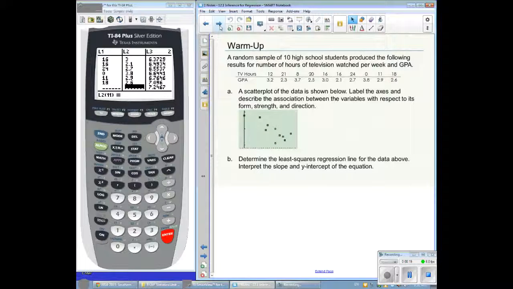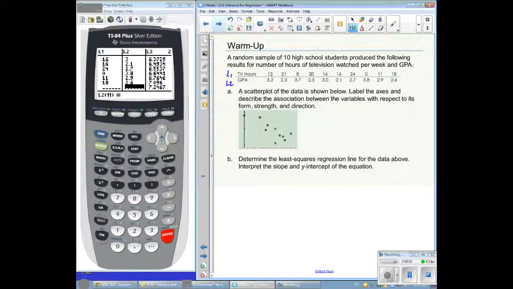You want to make sure that you enter all of your TV hours in list 1, your GPA data in list 2. Let's talk about what this problem represents. We have a random sample of 10 high school students who produce the following results for the number of hours of television watched per week and their GPA. We're ultimately trying to determine if there's a relationship between how much TV you watch and your GPA.